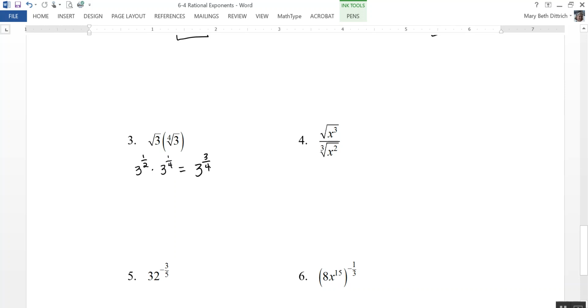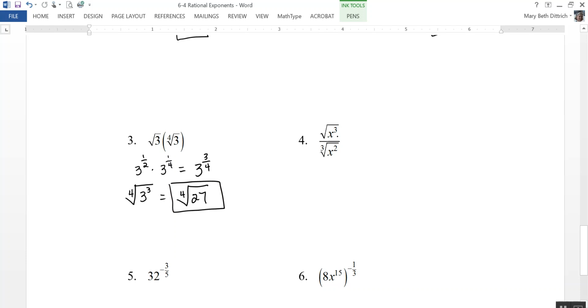Now, because this problem started with a radical sign, I want to make sure my answer is with a radical. So I'm going to turn this from exponential form into radical form, and that would be the 4th root of 3 cubed, and 3 cubed is 27. So my final answer is the 4th root of 27.